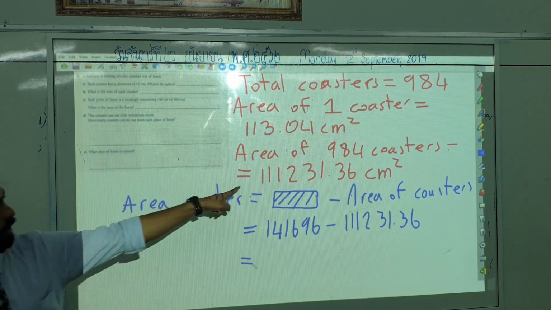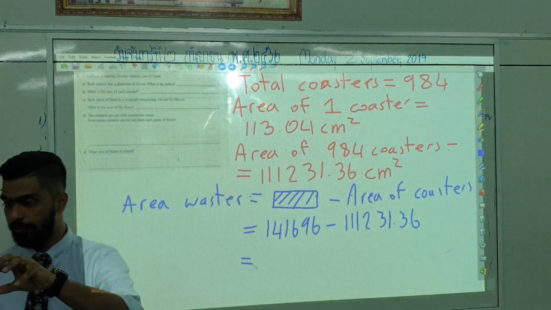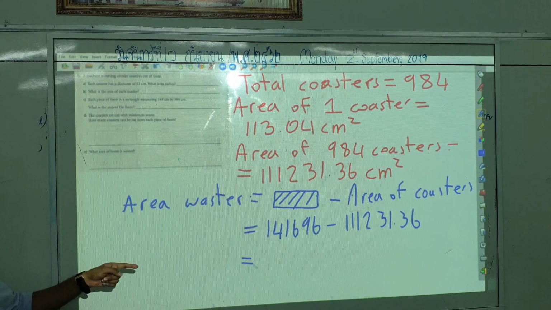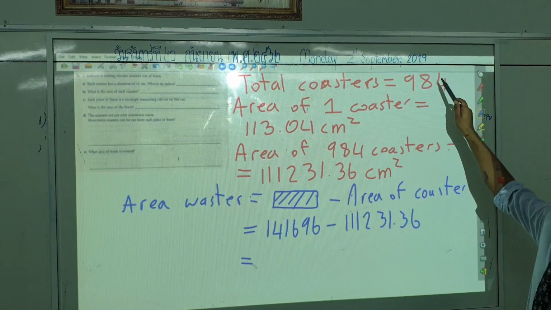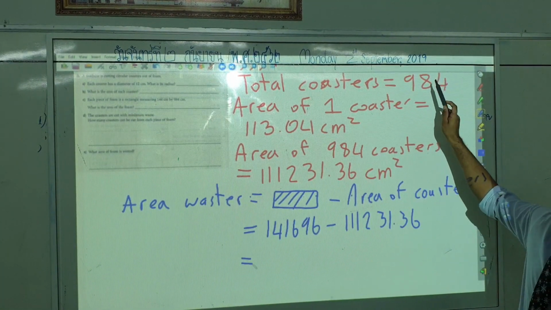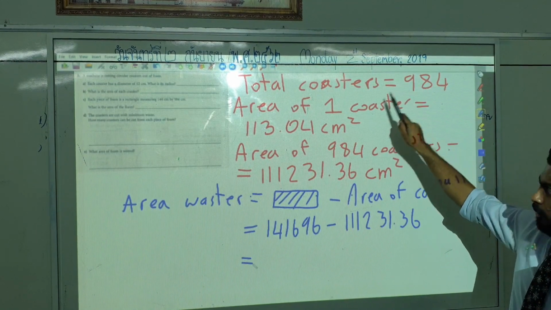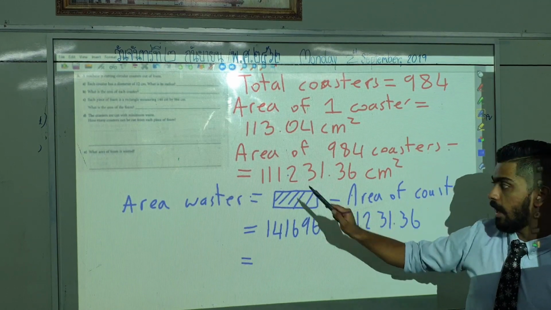You see here, for the area of 984 coasters. The one that we multiplied just now. You understand? So totally we have 984 coasters. One coaster area is this one. So we took this, we multiplied by this. So this multiplied by this gave us this. Okay? Alright, now.